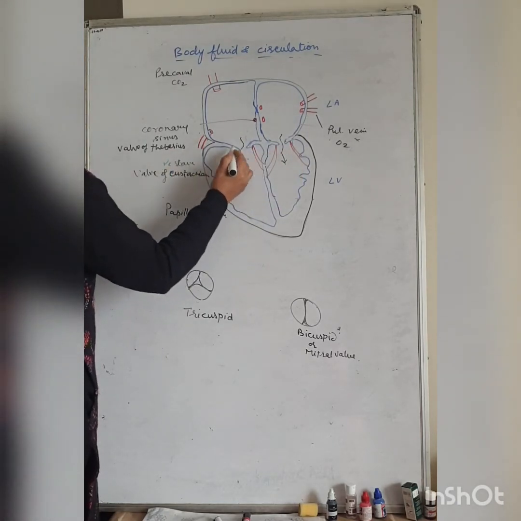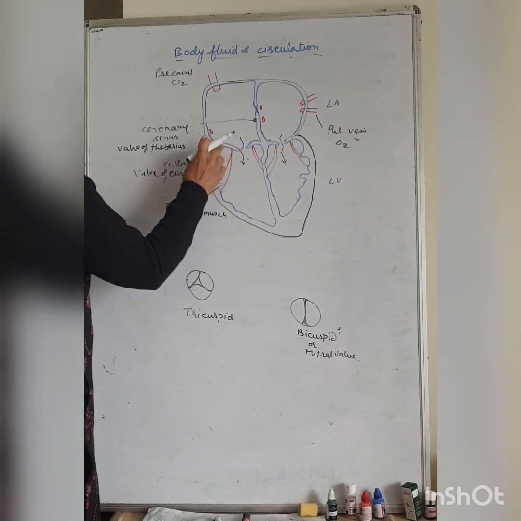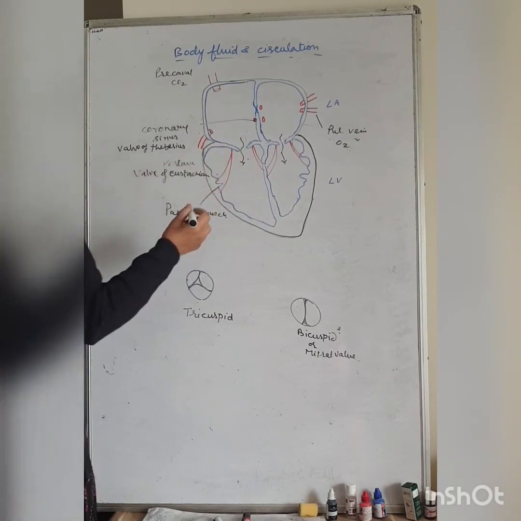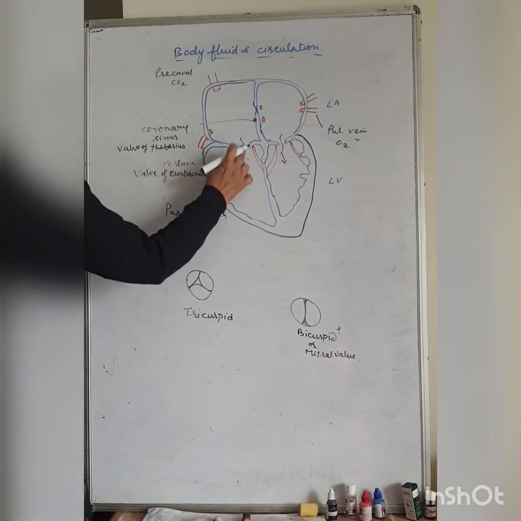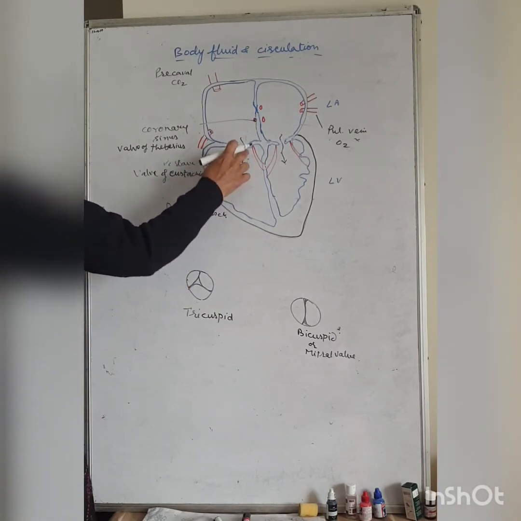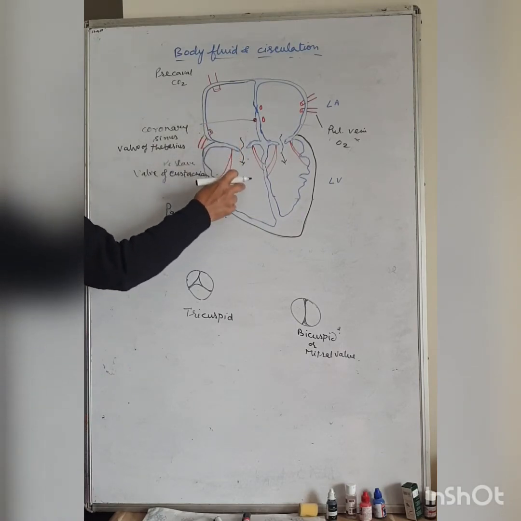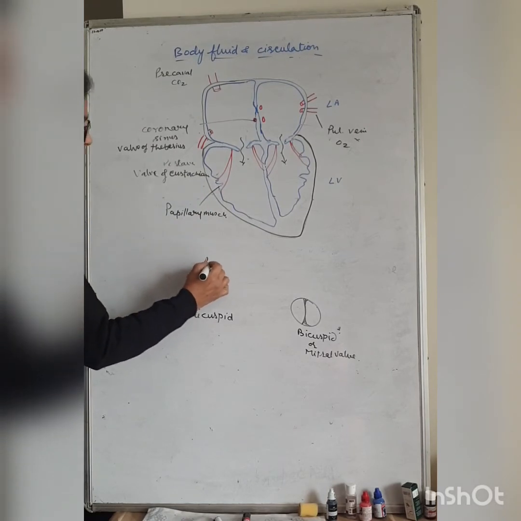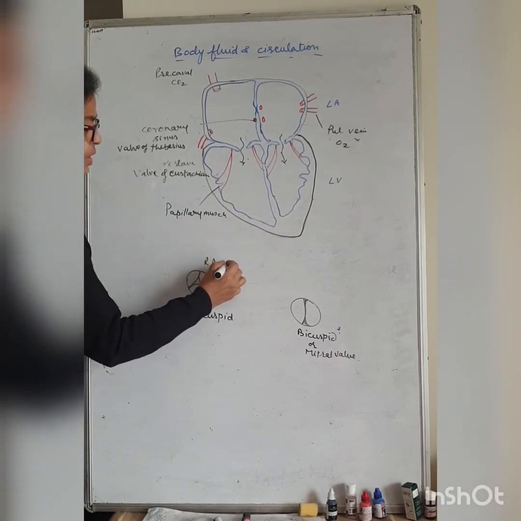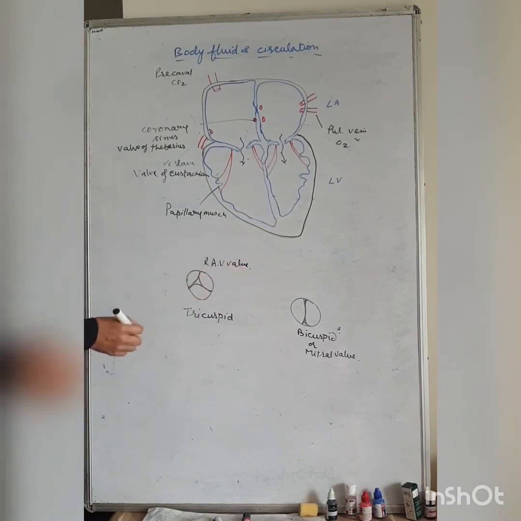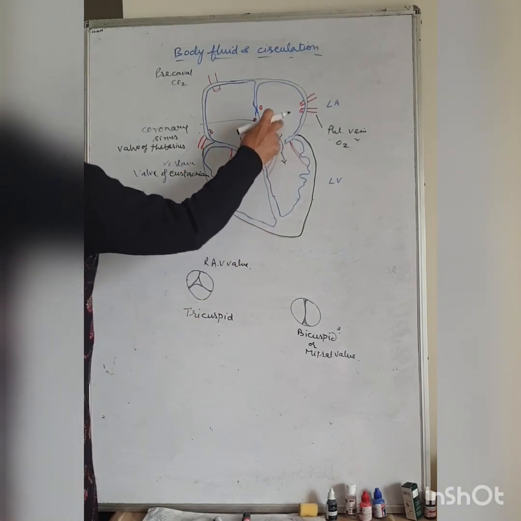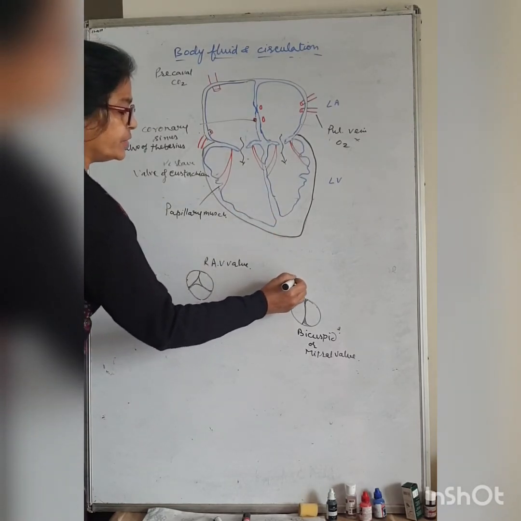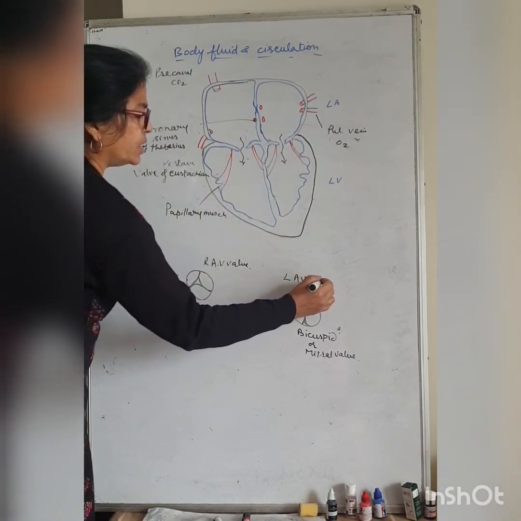And these openings are guarded by valves. So the valve on the right side is the tricuspid valve. The tricuspid valve allows the blood from the right atrium to the right ventricle. This is the right atrioventricular valve. And the same kind of valve is present between the left atrium and left ventricle. So this is the left atrioventricular valve.